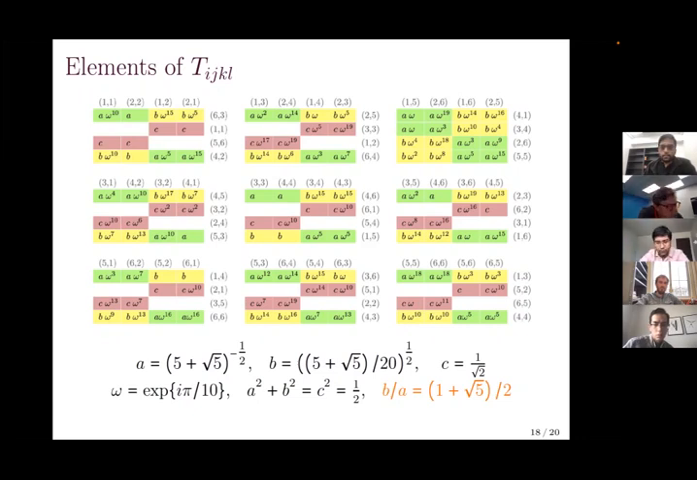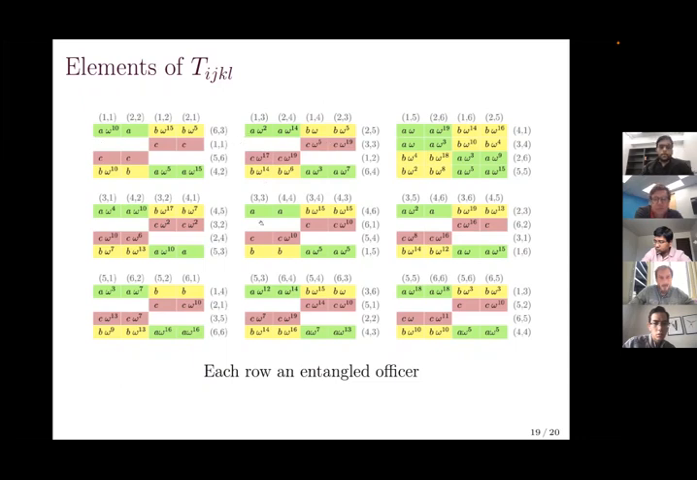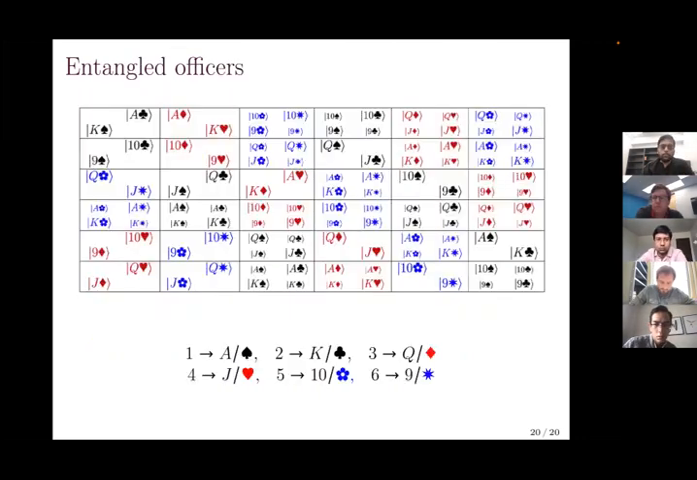And if you look at each row of this diagram, basically, they will give you the corresponding entangled officers for this particular position. So for example, in 1, 1, this is an entanglement between 1, 2, and 2, 1, where C is 1 over square root of 2. And they have provided one more way of visualizing these entangled officers.